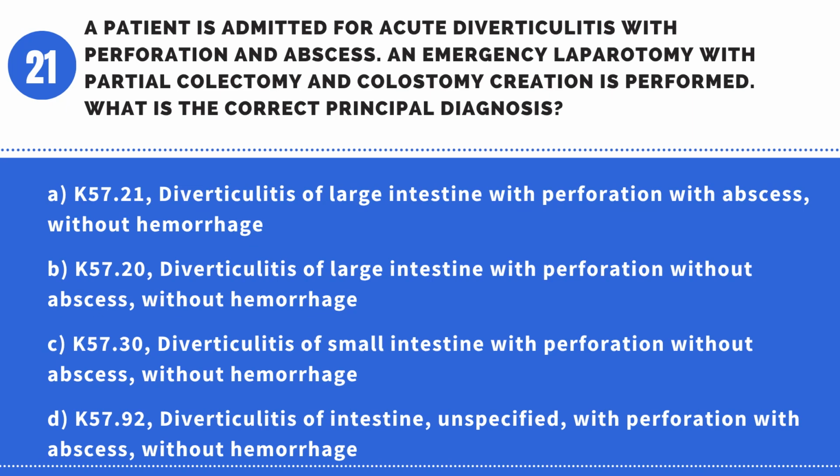K57.21. Diverticulitis of large intestine with perforation with abscess, without hemorrhage. B. K57.20. Diverticulitis of large intestine with perforation without abscess, without hemorrhage. C. K57.30. Diverticulitis of small intestine with perforation without abscess, without hemorrhage. D. K57.92. Diverticulitis of intestine, unspecified, with perforation with abscess, without hemorrhage.